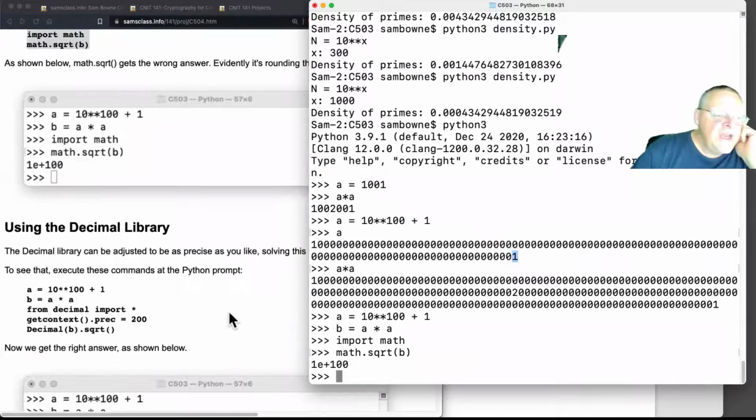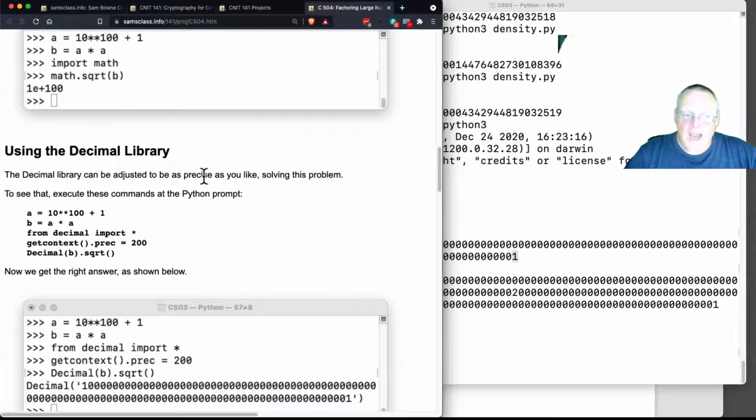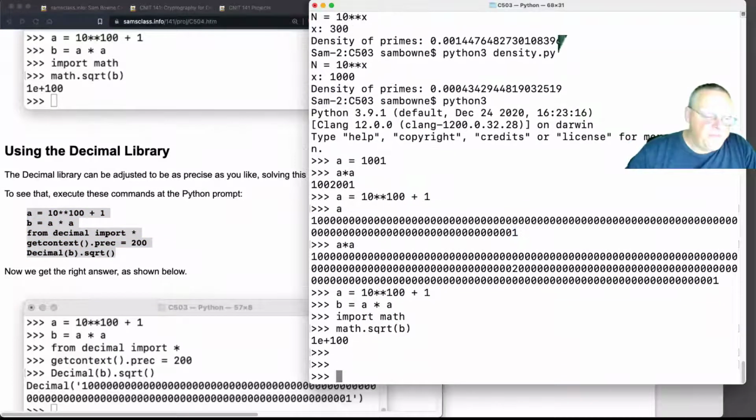So if you want an accurate square root, you have to use the decimal library. This is a library that lets you specify how many places you want to have. So you can set the precision to 200 if you like. And then it will do floating point math to that precision. So this is one way to be highly precise.